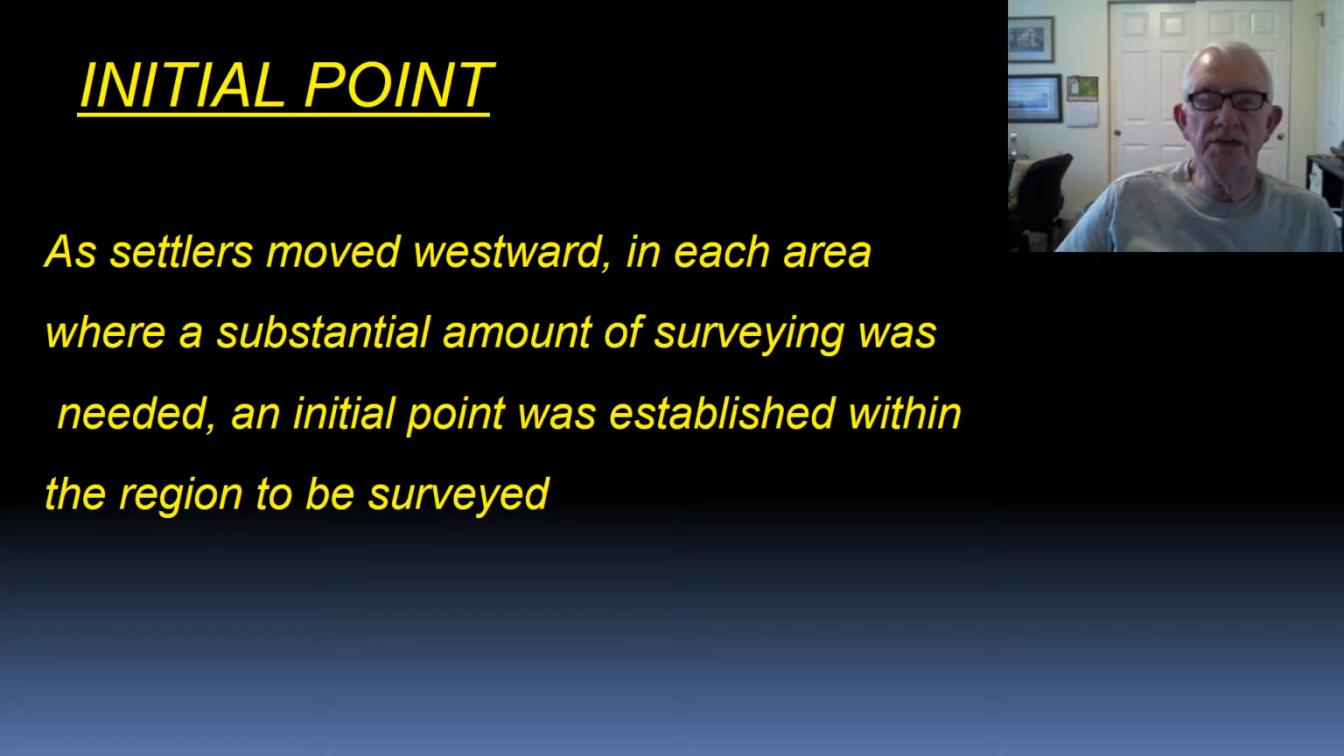Okay, in the last lecture, we talked about baselines and principal meridians. So let's take a closer look at that now. As settlers moved westward, in each area where a substantial amount of surveying was needed, an initial point would be established within the region to be surveyed. From this initial point, that's where they would start their surveys, and every survey they did would be tied to that original point.